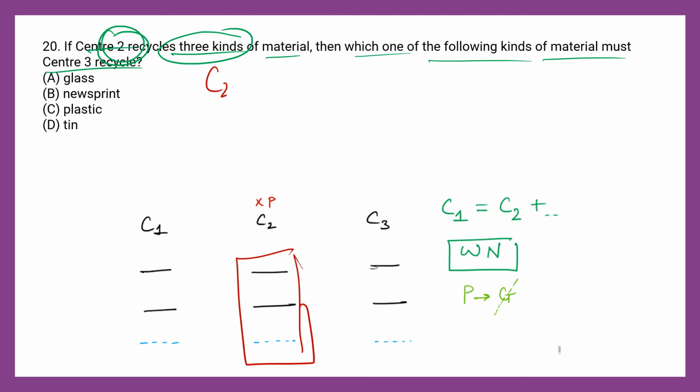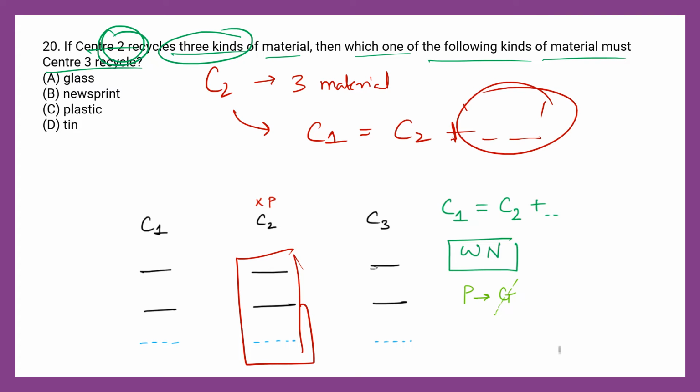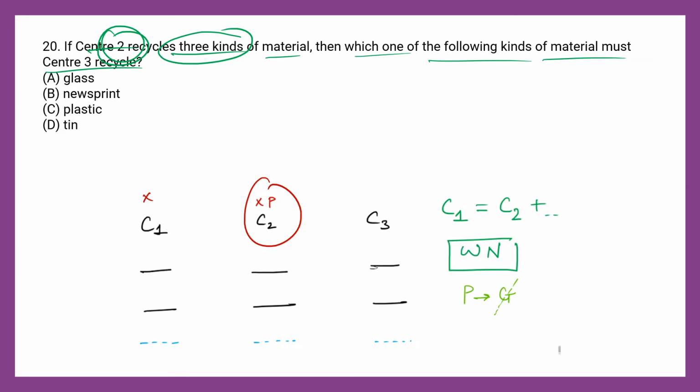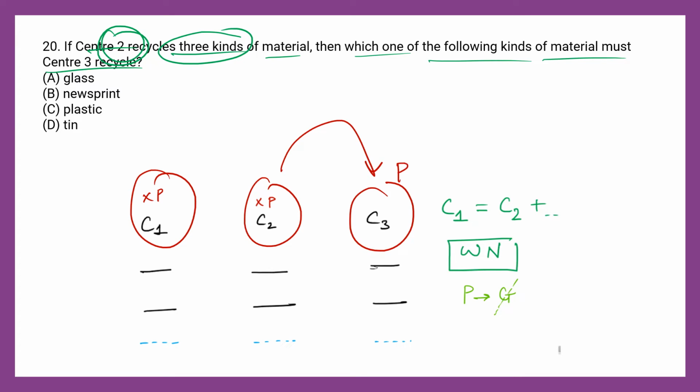So whenever C2 recycles three kinds of material, at that point you know for sure that C1 is equal to C2, because there's no scope for us to add anything. So in this case you know that C1 and C2 are exactly the same. If this does not have P, then this also does not have P, which means that P definitely has to be at C3. So which material should C3 recycle? The answer is simple. That would be C. So the answer to this is 20, plastic, C.